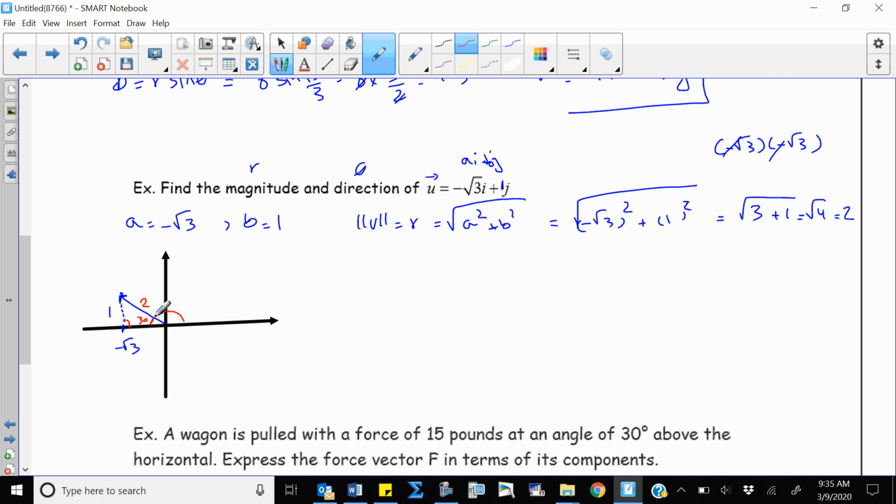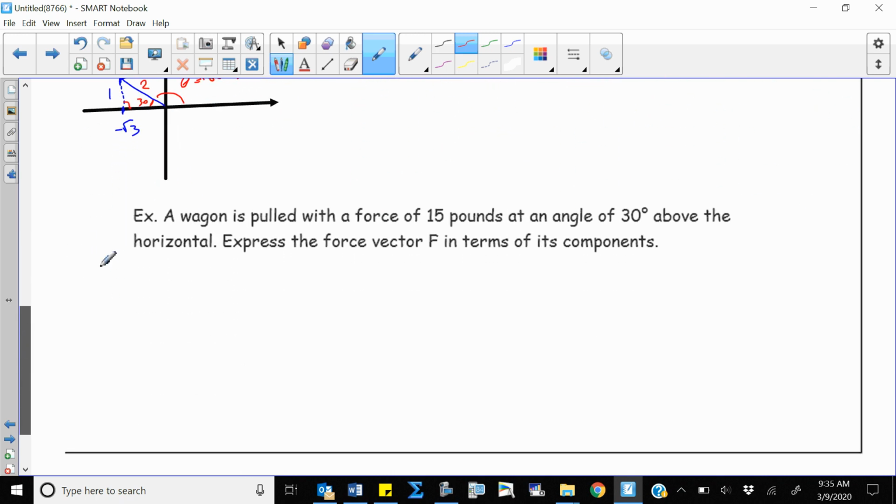So this is 30 degrees, and the rest of that is going to be 180 minus 30, which is 150 degrees. So theta is 150 degrees. Let's do another example here.